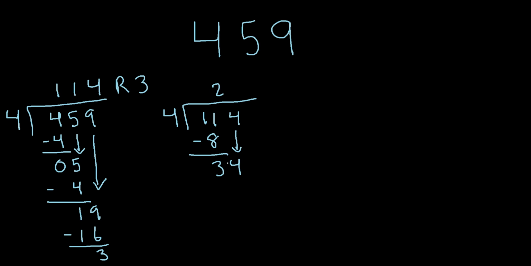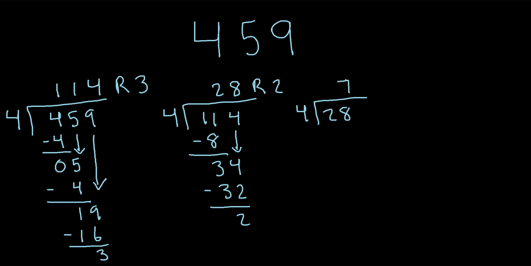How many 4s go into 34? That would be 8. So 4 times 8 is 32. So we'll subtract 32 and get 2. Notice there's nothing left to bring down. So this 2 represents our remainder. And we're just going to keep repeating this process until we get a 0 right here. So next we'll say how many 4s go into 28? Well, 7. 4 times 7 is 28. So we get 28 minus 28 is 0.